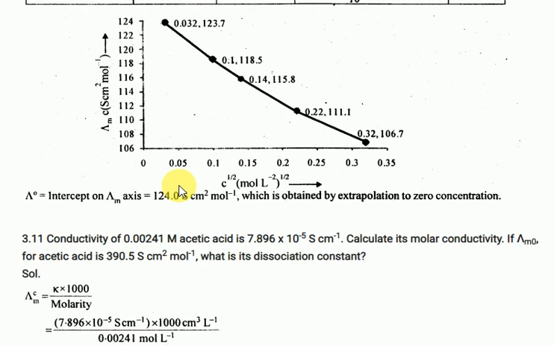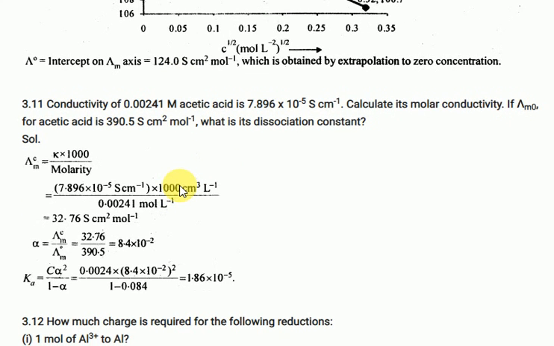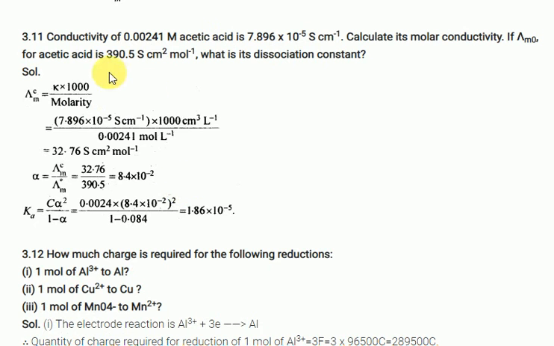Clear? The next problem is here. Look at that, the conductivity of the 0.00241 molar acetic acid is given, this much value. Calculate the molar conductivity and the molar conductivity at infinite dilution of acetic acid. They are given here. Then we need the dissociation constant.